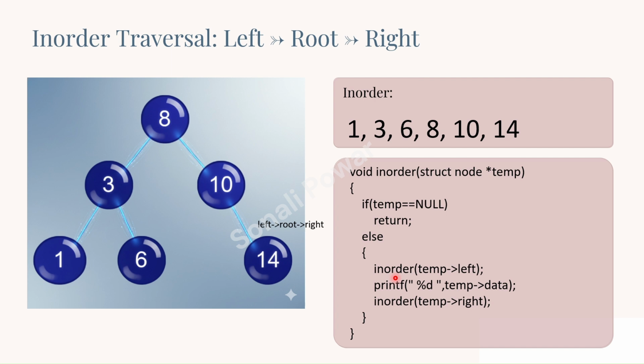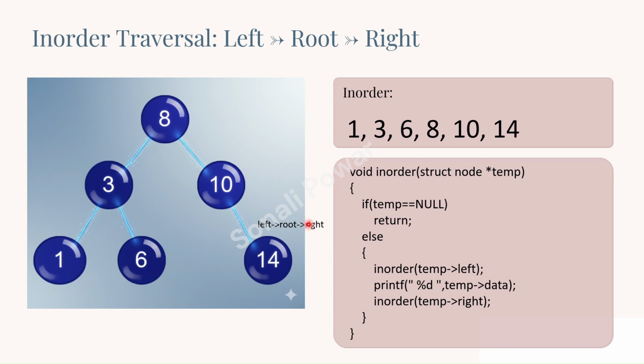Otherwise, what is the sequence here? First you have to process the left part. So we will write down, call the inorder, or visit all the elements in the inorder fashion of temp left, meaning whatever is present to the left part of the 8, process all the elements in the inorder fashion. After that, once you finish with the left part, then you are allowed to print or process the temp data. It means it will print the 8.